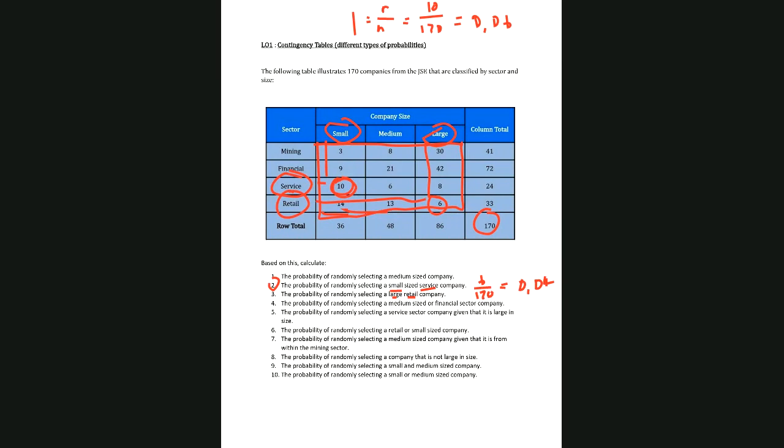So that is question 1, 2, and 3 so far. Hoping that you are getting the hang of it. Then question 4 says to you, the probability of randomly selecting a medium-sized or a financial sector company. So the moment you see the word or, it immediately signals to you that it will either be, and I just want to highlight that for you, a case of it being a mutually exclusive or alternatively a non-mutually exclusive event.